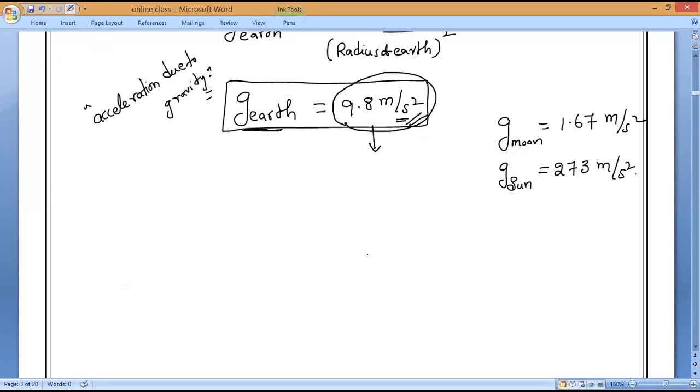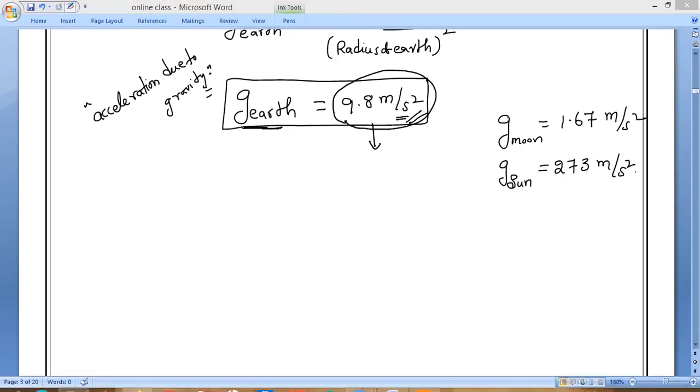Now, my question is this: throughout the earth, is this the same? That is my question. Anybody can answer? Is this the same throughout the earth? That is what I want to know. Anybody? All of you. Sir, in the polar region, it is 10 meter per second square, right, sir? Yes, of course, we can take it as 10 by rounding off.